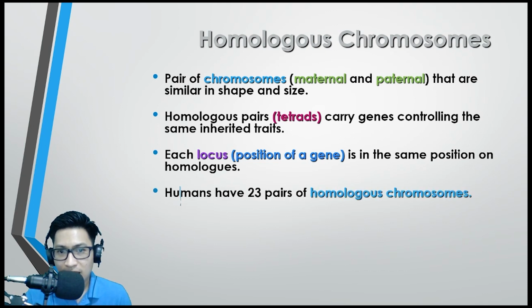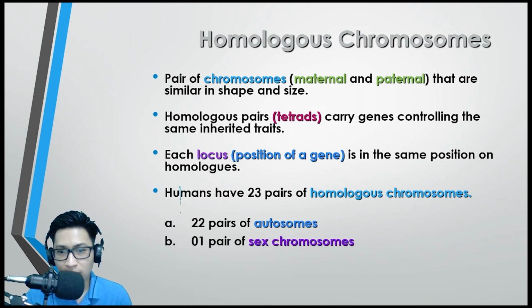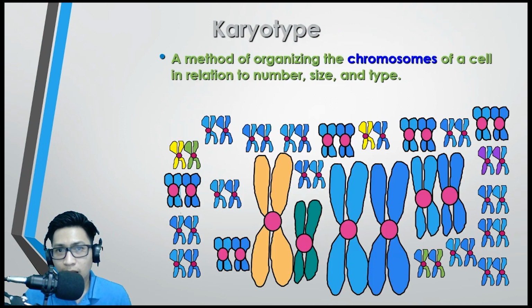Now, humans have 23 pairs of homologous chromosomes. That is why we have 46 chromosomes all in all. 22 pairs of autosomes and 1 pair of sex chromosome. The sex chromosome determines what will be the gender of the organism.